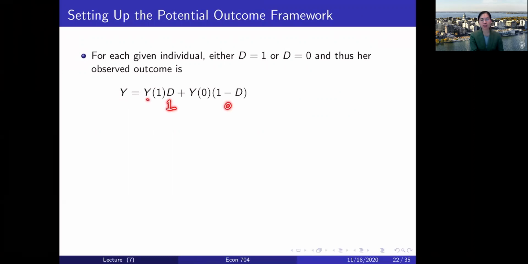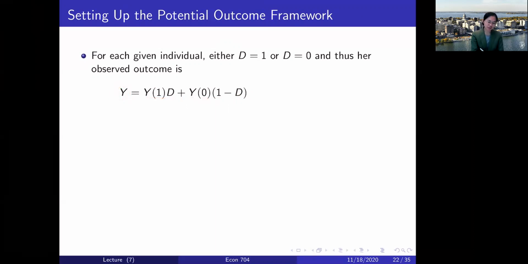Then the outcome we observe for that individual has to be the potential treated outcome. So the potential treated outcome is realized when the person is treated. And analogously, the potential untreated outcome is realized when the person is untreated. So D equals 0, so 1 minus D is 1, D is 0. Okay. So this equation relates the observed outcome to the two potential outcomes and the treatment status, D.